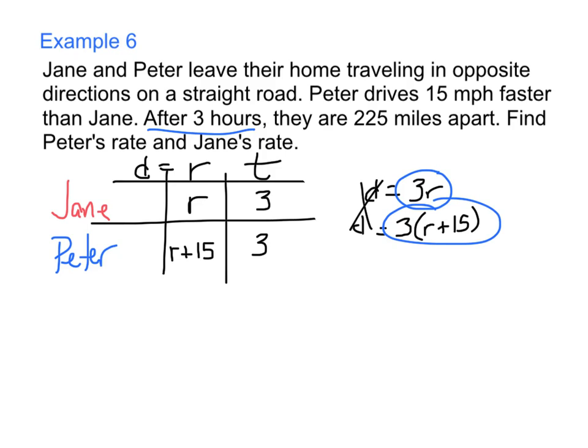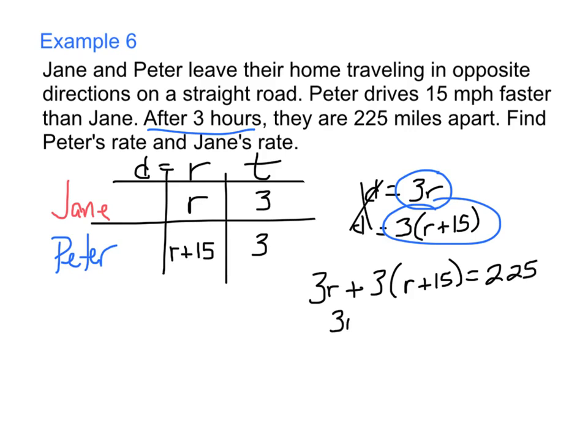They are a total of 225 miles apart. So Jane's distance is 3R, Peter's distance is 3 times R plus 15, and they're at a total distance from each other of 225. So we have to add 3R plus 3 times R plus 15 equals a total of 225.